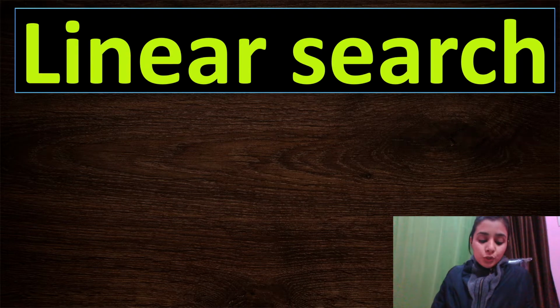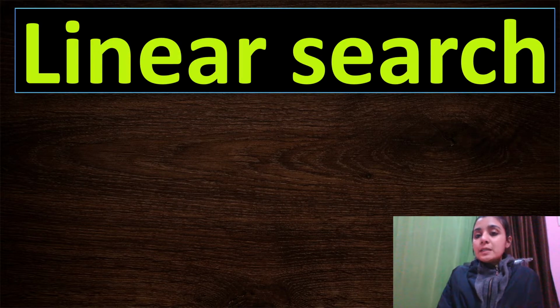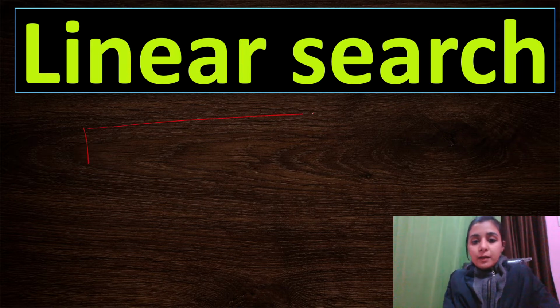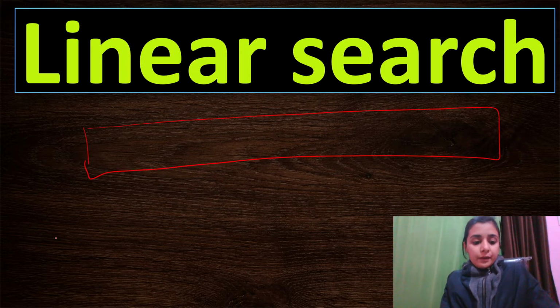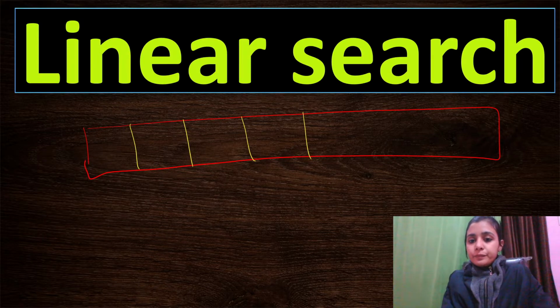We have two search techniques according to our syllabus, that is linear search and binary search. So what is the linear search? Let's do it. Let's say this is our array, right? What do we have here? This is an array, right?